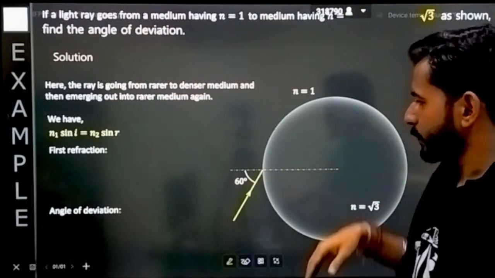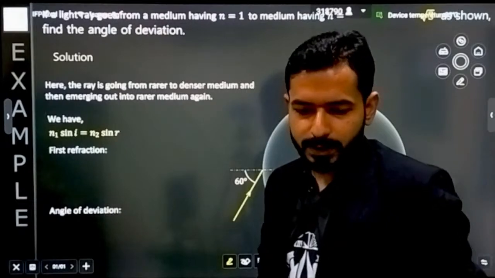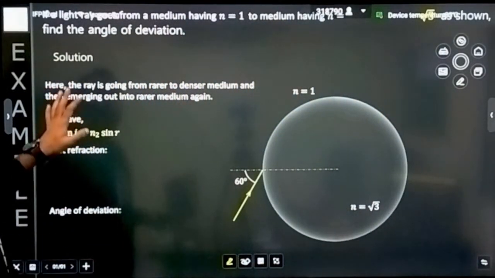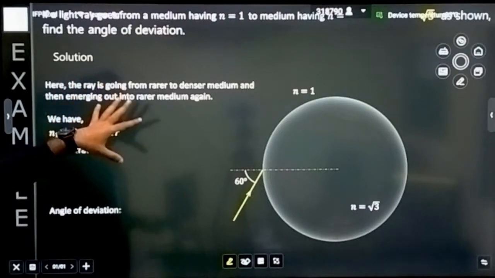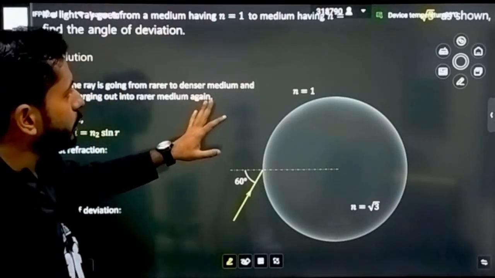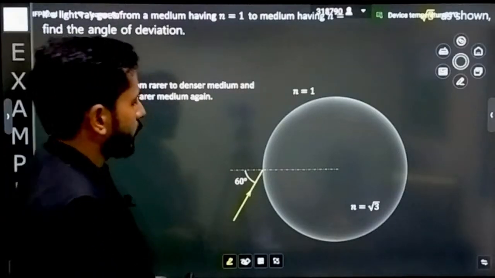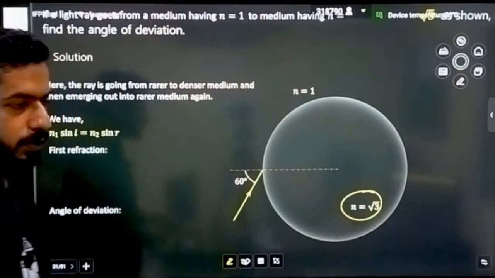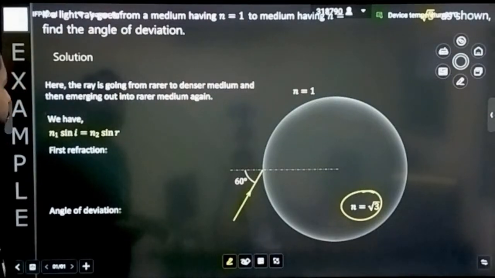Next one. This is also a good question. Try to solve it. An even more interesting question. See what you can do here. If a light ray goes from a medium having n equals 1 to a medium n equals root 3, this complete sphere that is represented here is n equals root 3. As shown, find the angle of deviation.